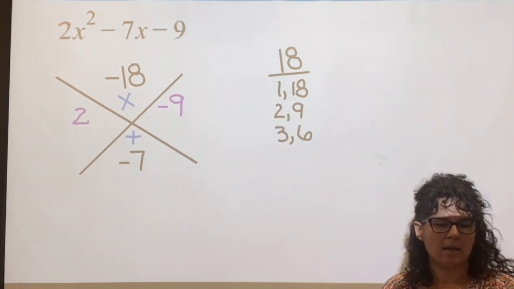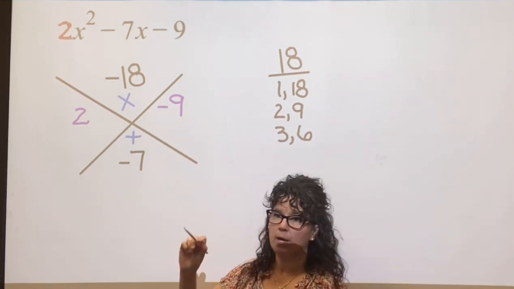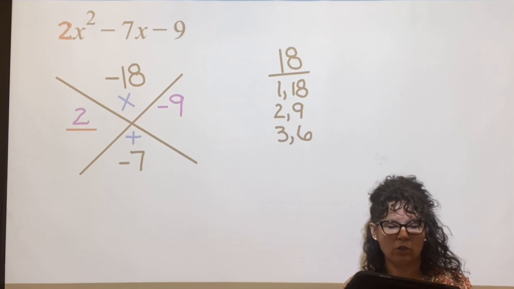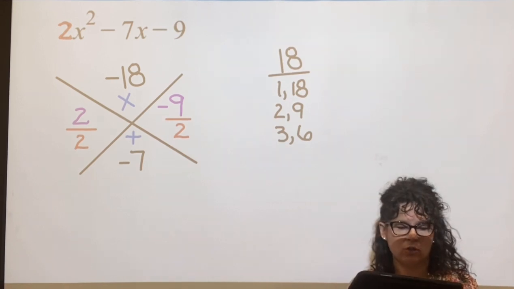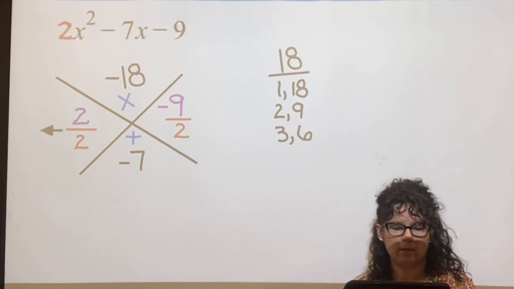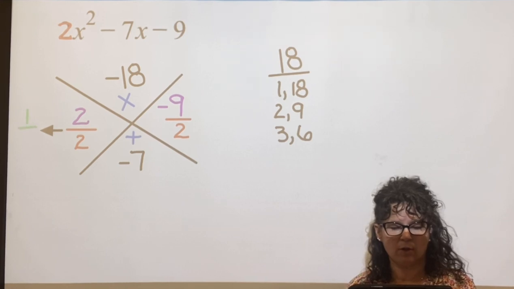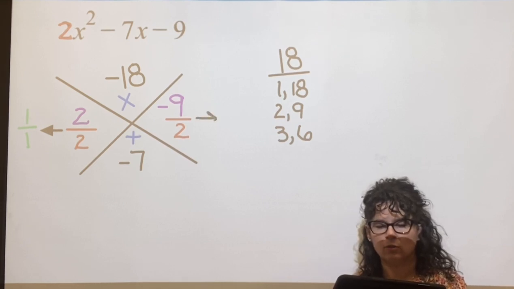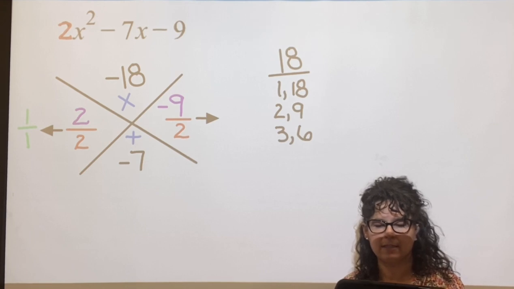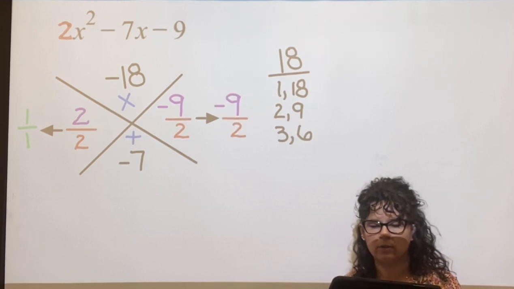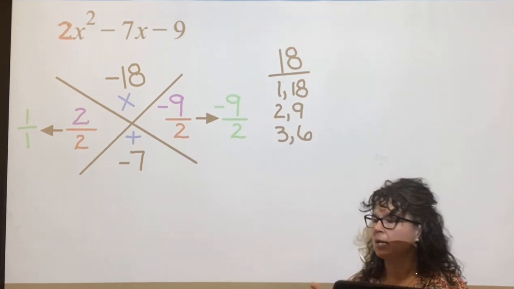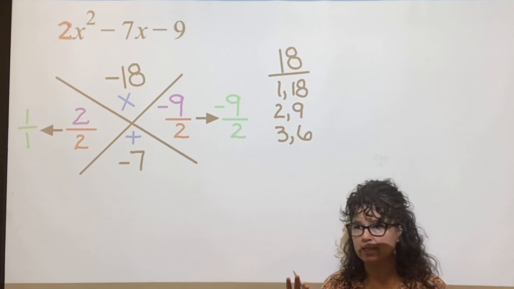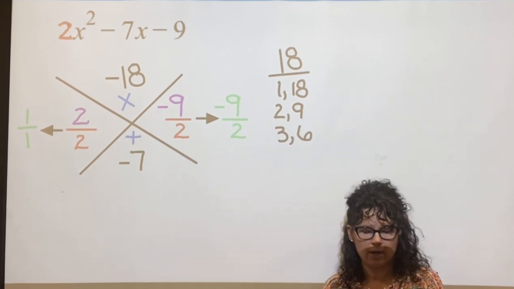Okay, now we're going to go over A. So A is the number in front of x squared. So over 2, over 2, and simplify. This one becomes the fraction 1 over 1. And this one, nothing fits into 9 and 2. So I'm not going to change that one, but I'm just putting it over here just to emphasize I did try to simplify it.